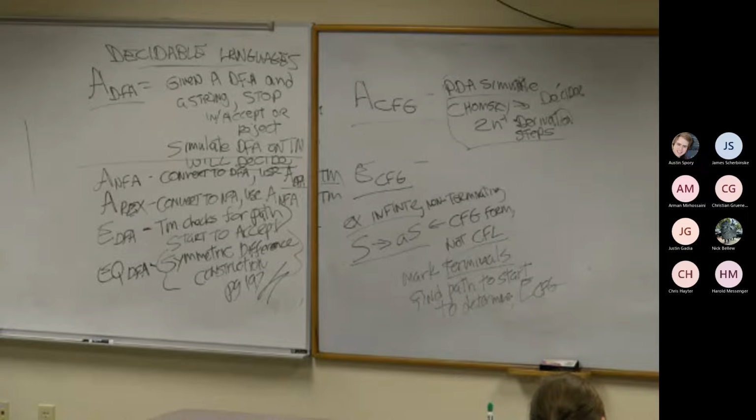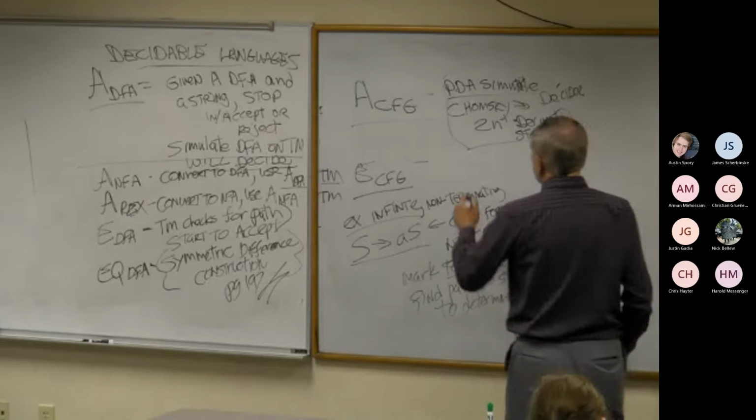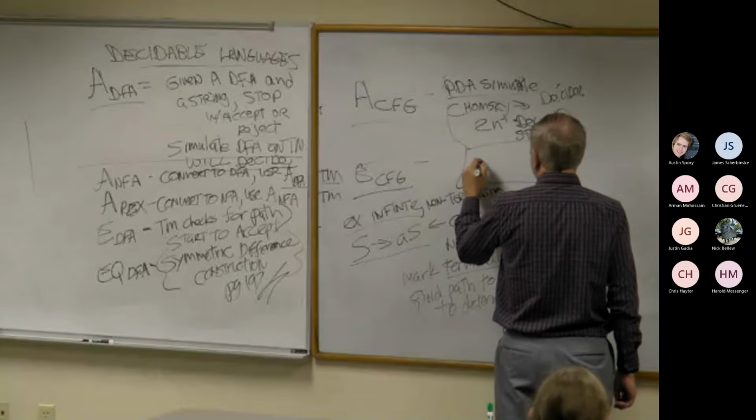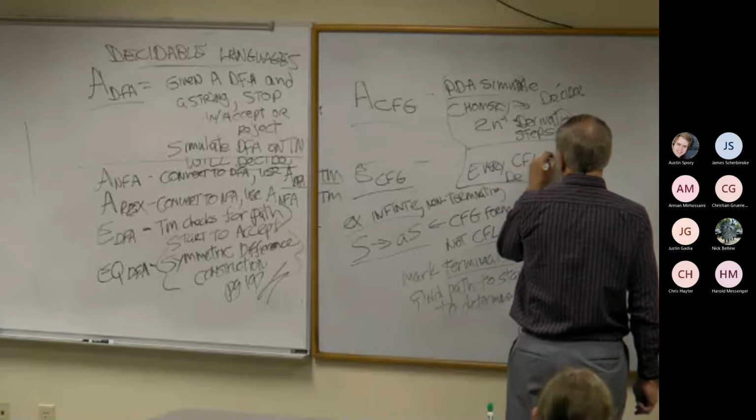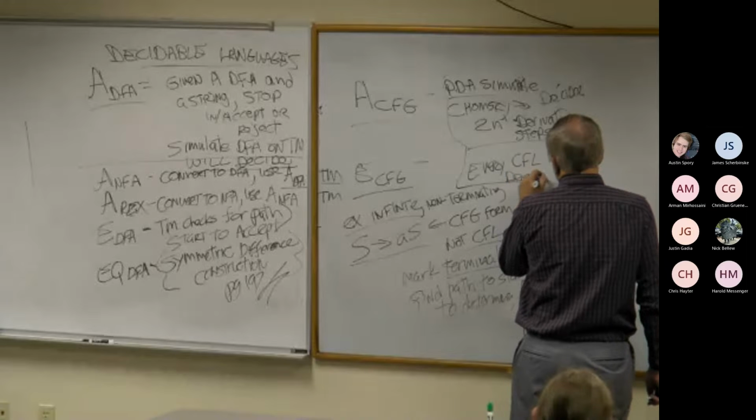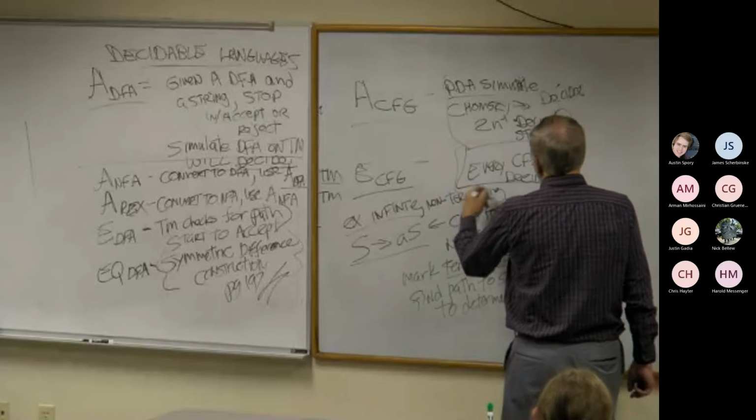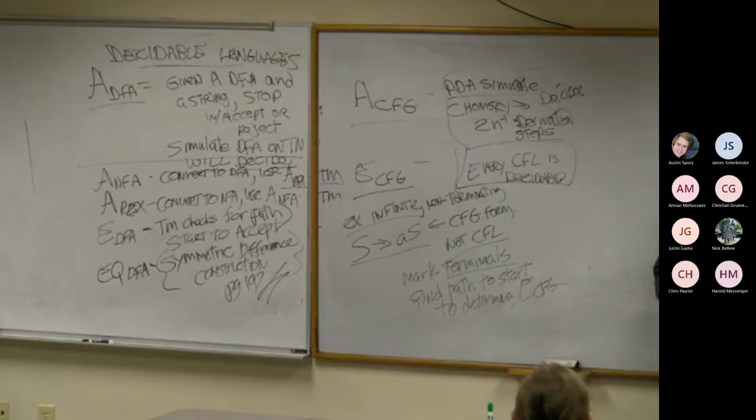And so we come to a theorem based on that. Every CFL is decidable. Every context-free language is decidable, meaning if you give it a grammar and a string, you can tell whether that string could have been generated by that CFG.